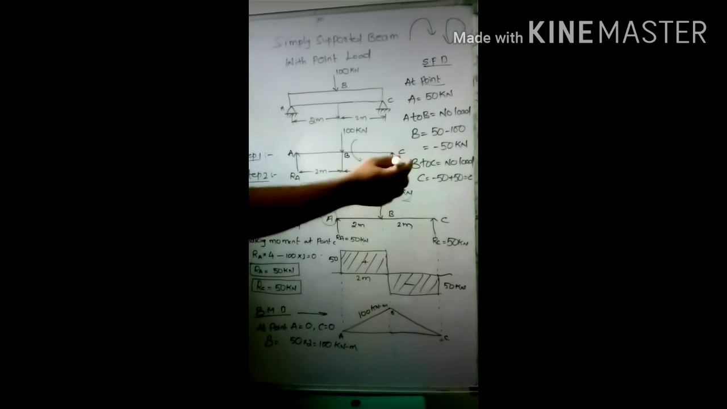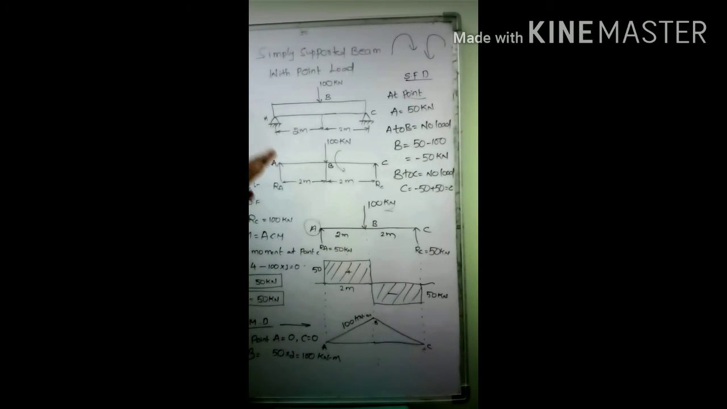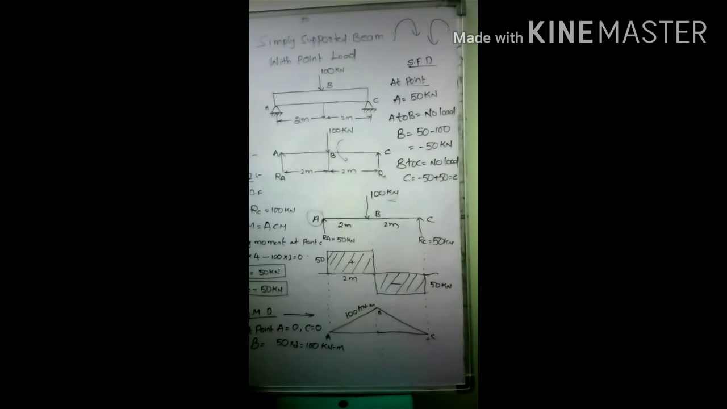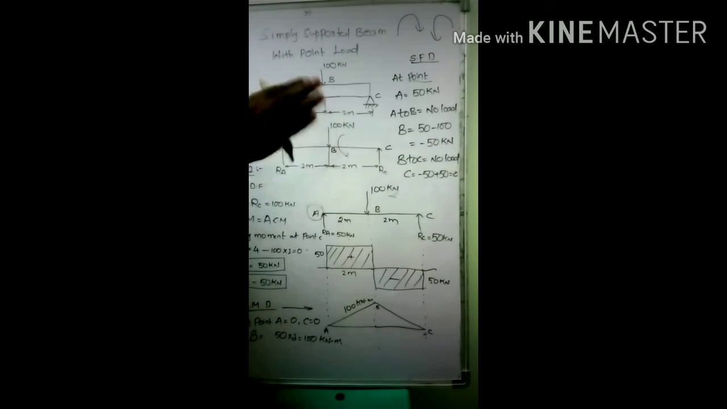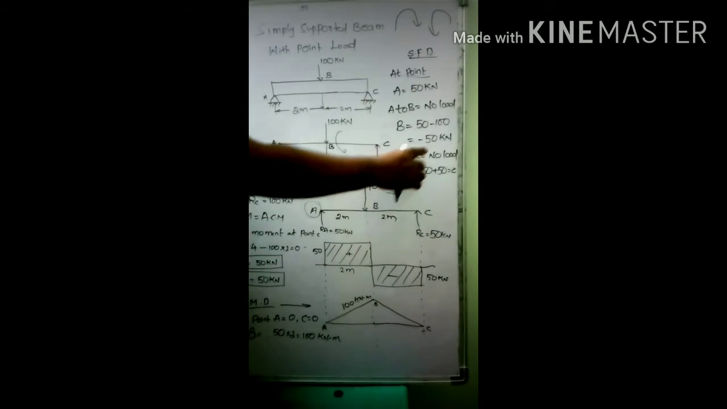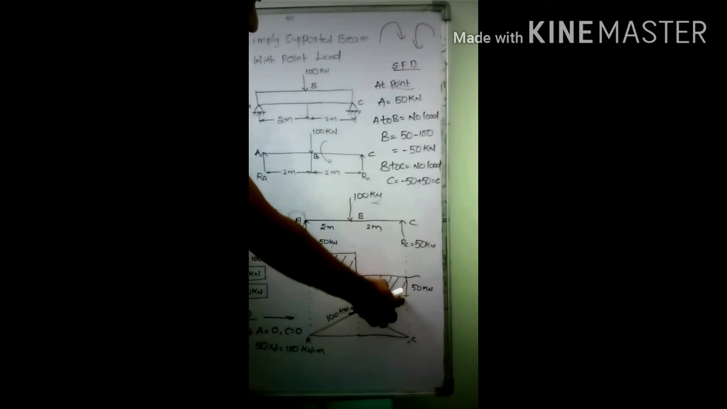Next, from point B to point C, again the same condition. From B to C we have no loading condition, and whenever there is no loading condition, simply draw a straight line. From B to C, only a straight line, since the same constant load of minus 50 is applied here.